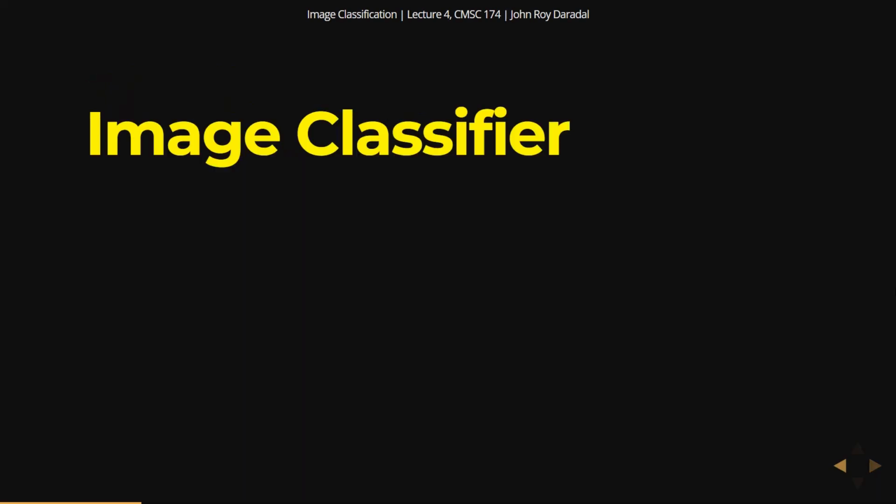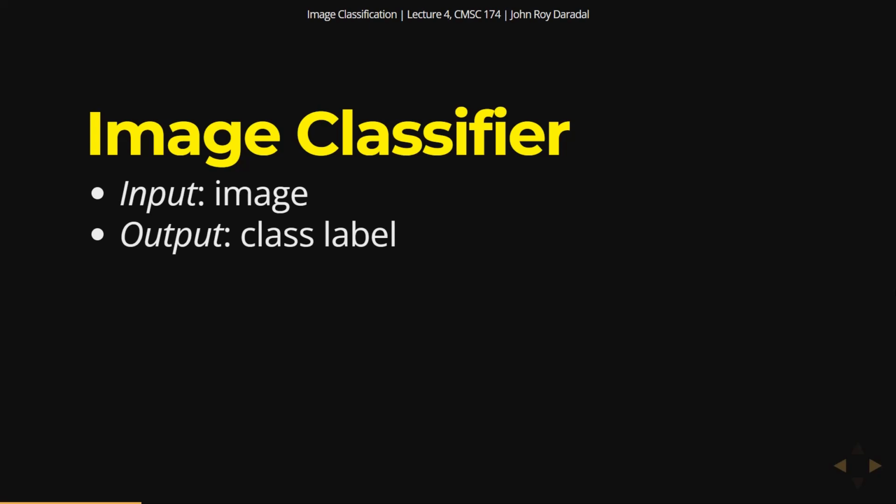And so what we're trying to create is something called an image classifier. Our input, of course, is an image, and the output would be the class label, which is selected from a fixed set of labels.